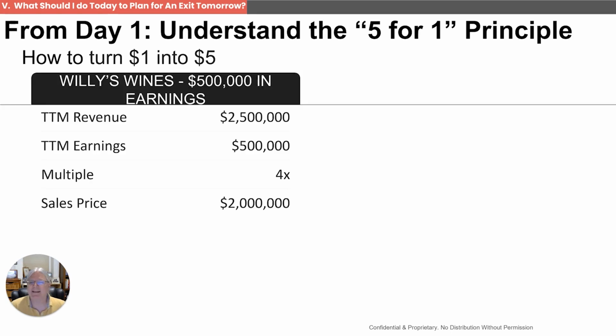We'll use Willie's Wines as an example. Willie's Wines is making $500,000 a year in profit. They got $2.5 million in revenue, and as you remembered, we have that 20% profit, and they're making $500,000. However, the valuation of that company is valued at a 4x multiple, so the sales price of the company, the exit price if Willie was to sell, would be $2 million.